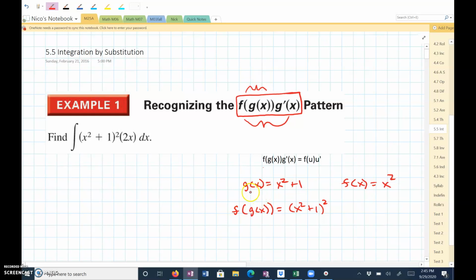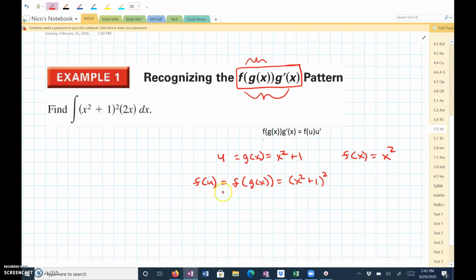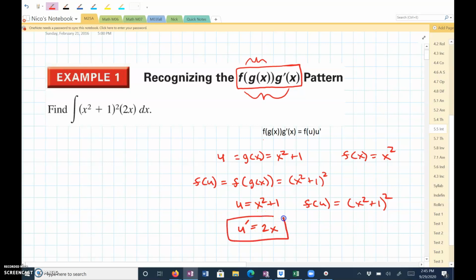Okay, another way to write this, you can let this be u and let this be f of u. Usually that's the notation I like to use. So notice we have u is equal to x squared plus 1, and f of u is equal to x squared plus 1 squared. So u prime is going to be equal to 2x. Now I can substitute everything in here.